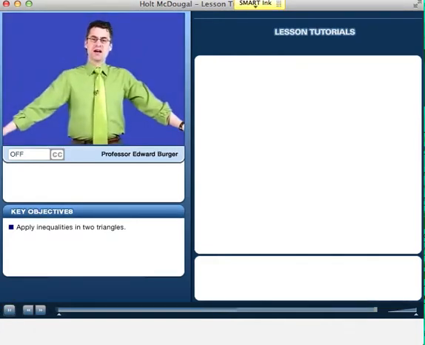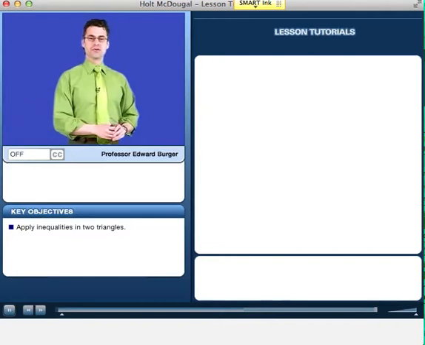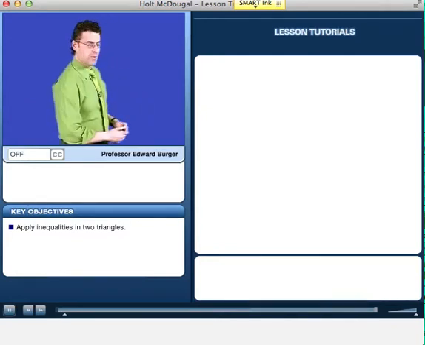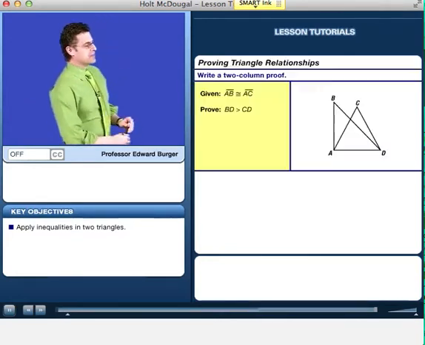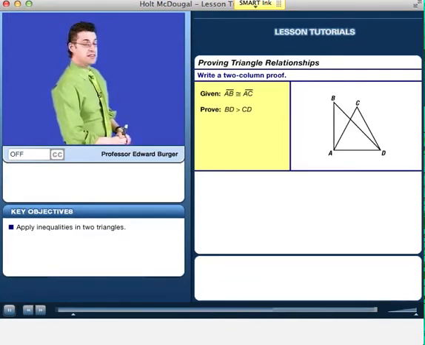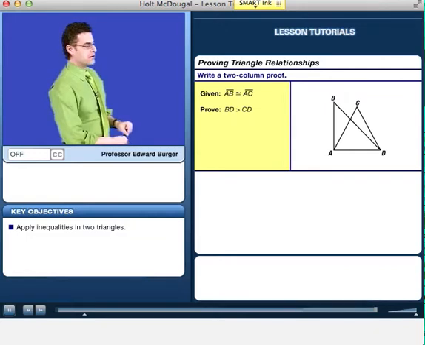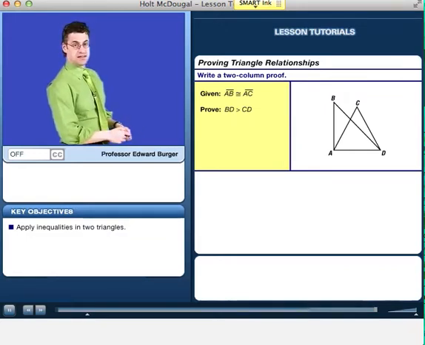Right, let's take a look at a theorem and prove that the theorem is true in our usual way. So here's the given. The given is that AB is congruent to AC. And we want to prove that BD is greater than CD. So the length of the segment BD is greater than the length of the segment CD. Let's take a look at the picture.